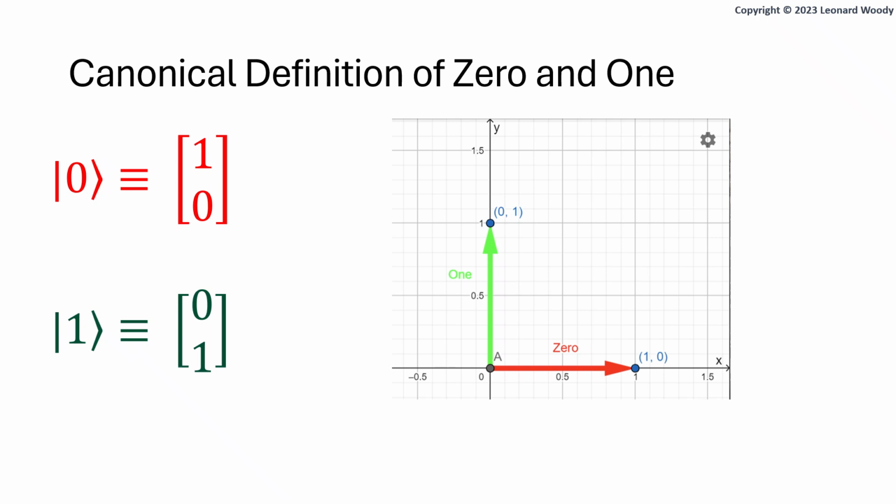Now, logically, qubits are represented by vectors, and the way that we defined 0 and 1 is that the 0 vector is defined as 1 in the x direction and 0 in the y direction. And the 1 state, or 1 vector, is 0 in the x and 1 in the y. So these are the canonical definitions of 0 and 1 for a qubit algebraically.